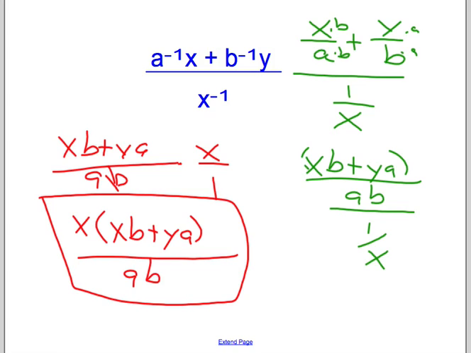Could you distribute it through and say x squared b plus xya? Yes. I don't know how the book's going to answer that. I'm going to guess they're going to leave it as undistributed, but if you do, you're not going to be wrong as long as you catch whoever's grading it right.